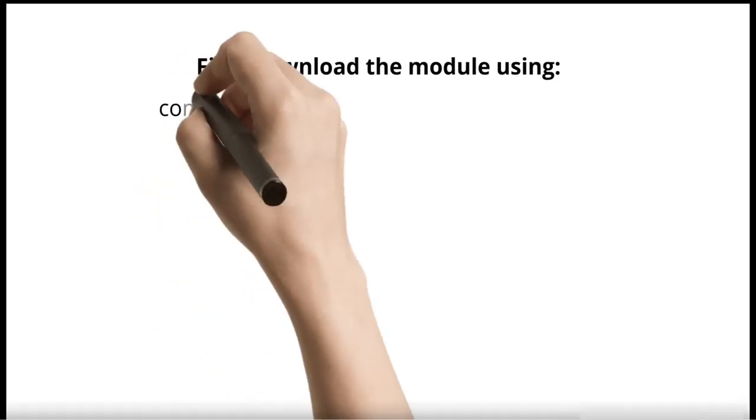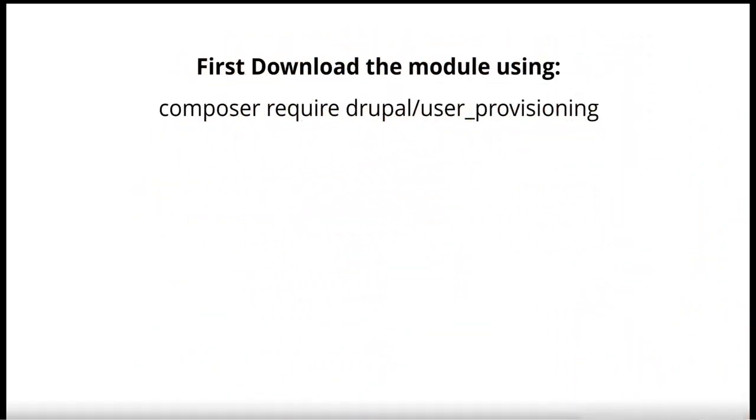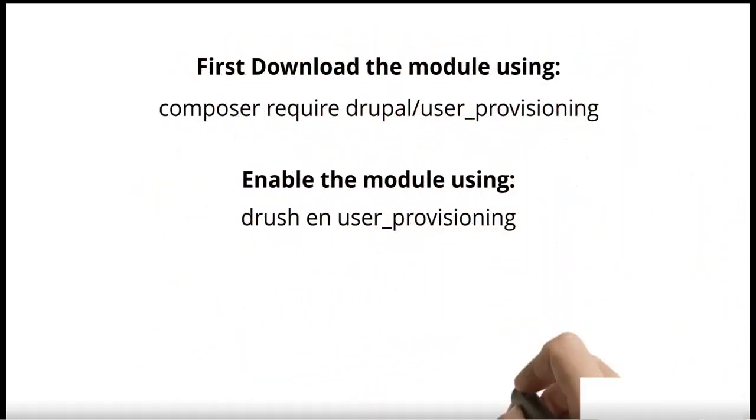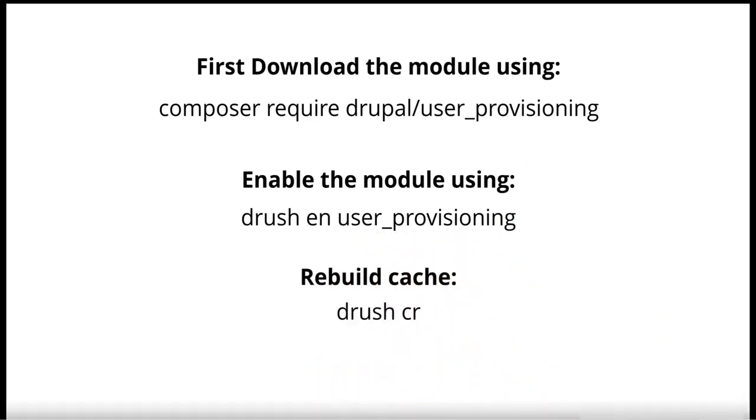Let's go over the second method, installation using Drush. The first step is to download the module using Composer. After that, you need to enable the module using Drush. And to wrap things up, rebuild the cache. Let me show you how it will look.